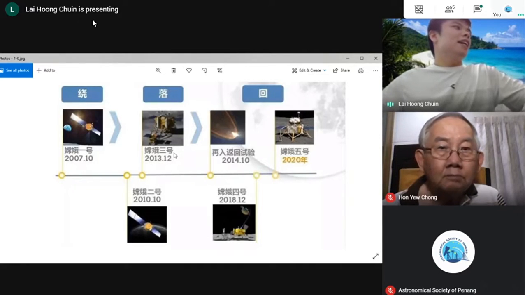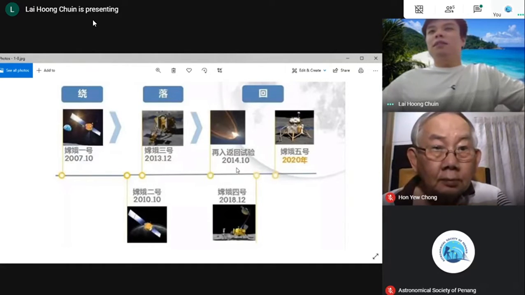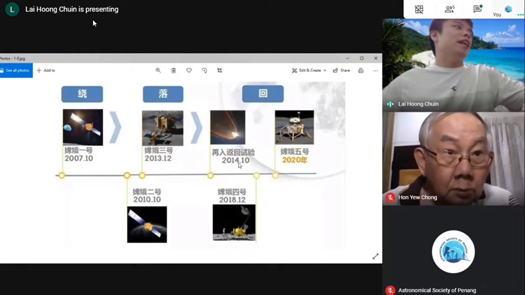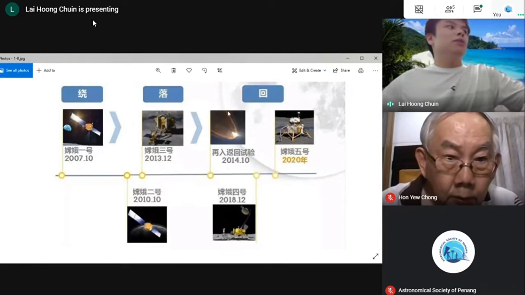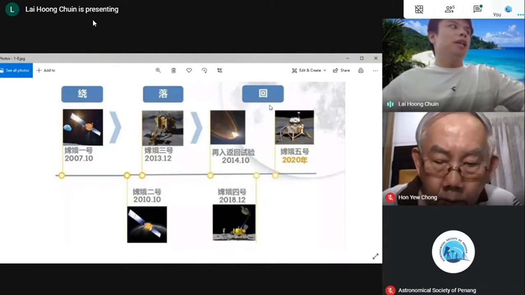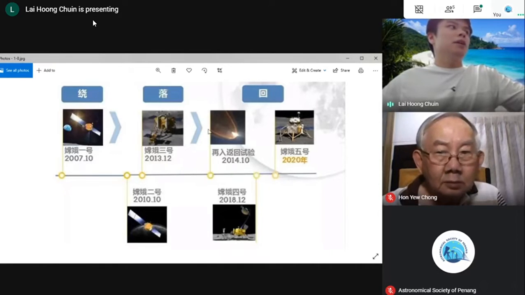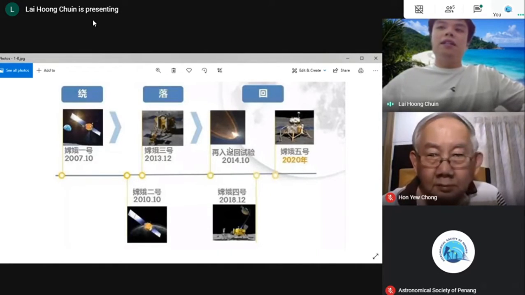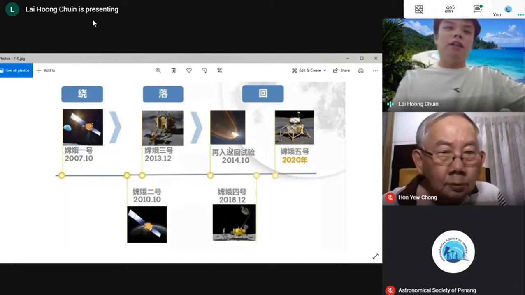After Chang'e 3, before Chang'e 4, they actually launched another mission in 2014. Previously they called it Chang'e 5, but after that they call it Chang'e 5T1. That means trial 1, just to send the whole satellite to orbit the moon and then come back to Earth. The intention is to try the landing module, because what's special about it is they are re-entering the Earth at a very high velocity, actually at the escape velocity of Earth.